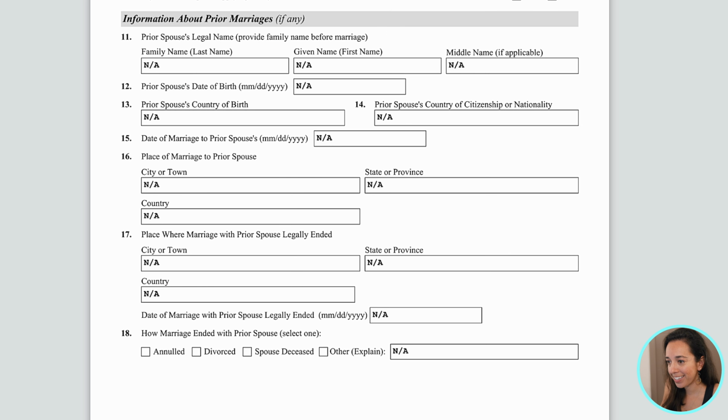Next, the form asks information about prior marriages, if any. In our case, this is our first marriage, so we filled out the rest of the page with NA. But if you have been married before, you will need to fill out this section.